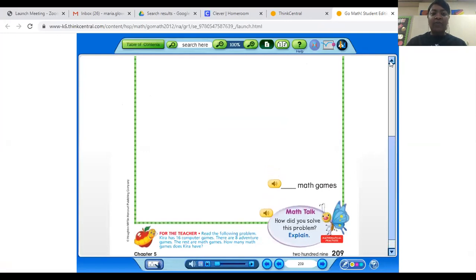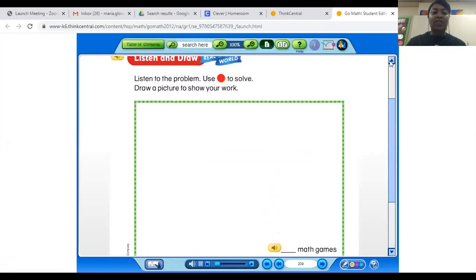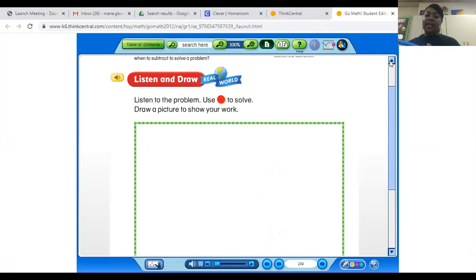All right, so we're going to listen and draw. Kira has 16 computer games. There are 8 adventure games. The rest are math games. How many math games does Kira have? So Kira has a total of 16 computer games. All right, 8 of those games are adventure games. The rest are math. So we're trying to figure out how many math games.